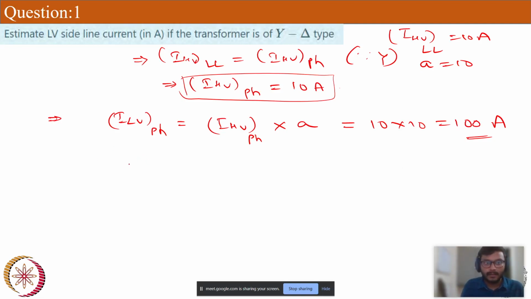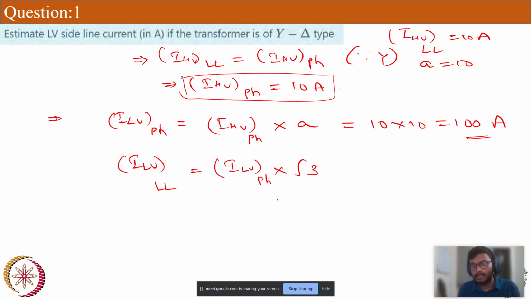Now what was asked? Low voltage side line current was asked. So low voltage side line current is equal to low voltage side phase current multiplied by root 3. Why root 3 times? Because it's a delta connection. In a delta connection, the current will be root 3 times. In a star connection, voltage will be root 3 times.